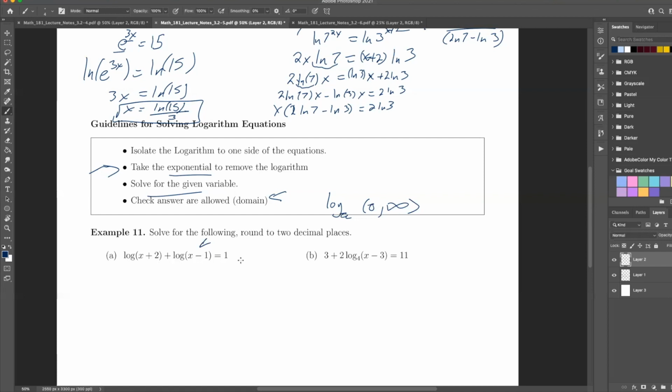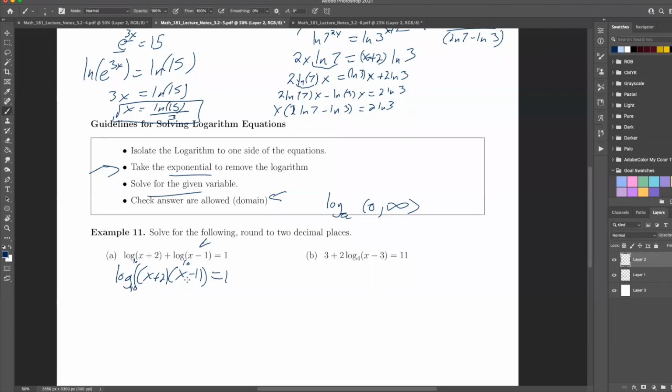So here, I want to get this to a single log. I have something plus something, so I can write this as log of x plus 2 times x minus 1. I'm using the fact that this is addition, so I can put it together as multiplication, equals 1. And here I have log base nothing. I'm going to be clear and write 10, because that's what your book will do. So I'll have log base 10 for the rest of this.